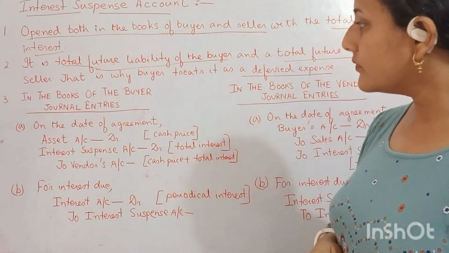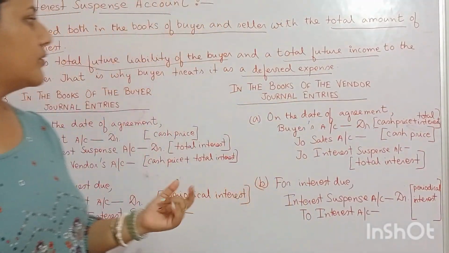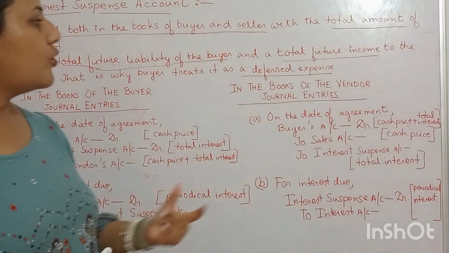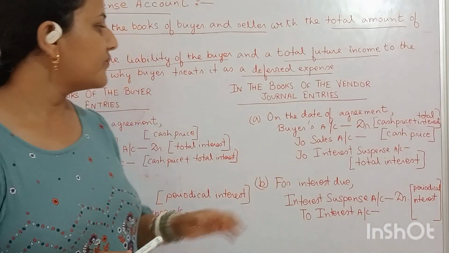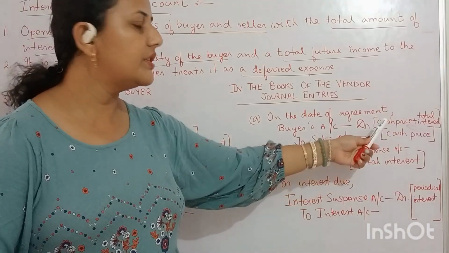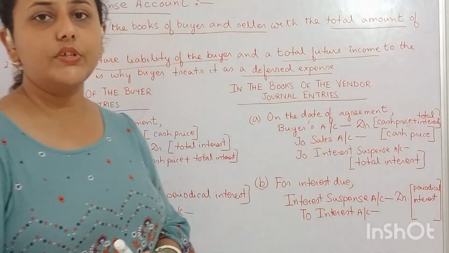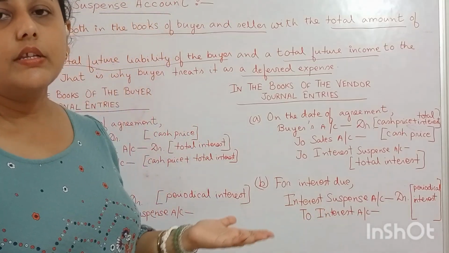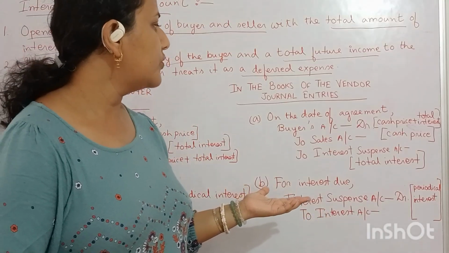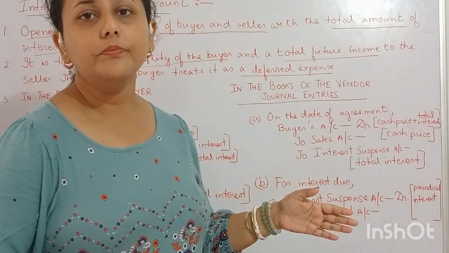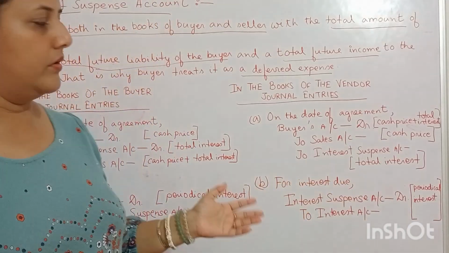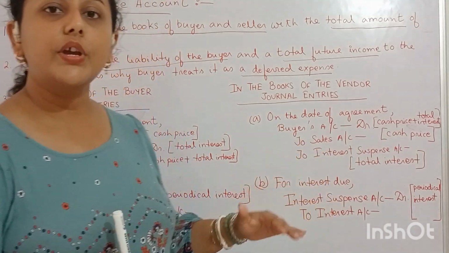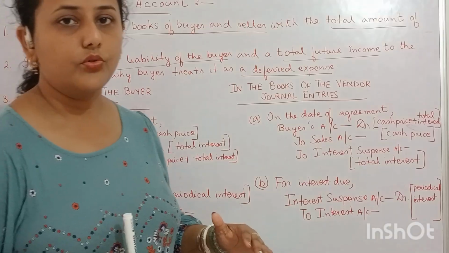Got it? Now come to the next part, that is in the books of the vendor, journal entries. On the date of agreement, buyer's account will be debited with the cash price plus total interest of the asset to sales account. We know that in case of installment system, ownership transfers into the hands of the buyer. So in hire purchase system we have credited what? Sales account, yes or no?